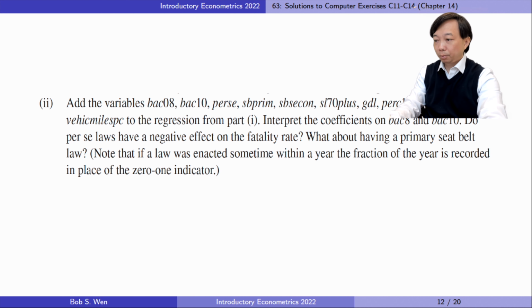In part 2, we add the alcohol level variables, the per se law variable, the primary and secondary seatbelt law variables, the speed limit variable, and other control variables to the regression from part 1. Interpret the coefficients on the two alcohol level variables. Do per se laws have a negative effect on the fatality rate? What about having a primary seatbelt law?